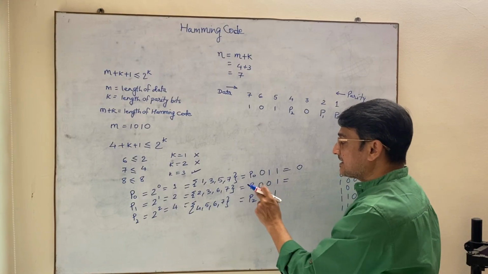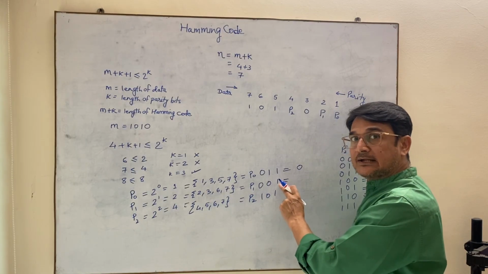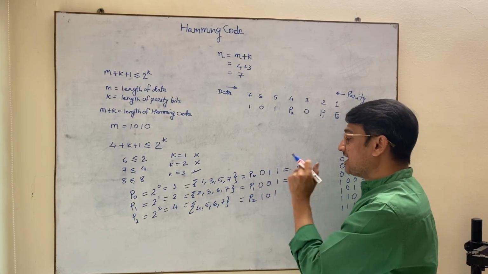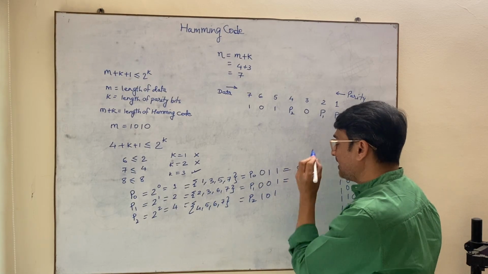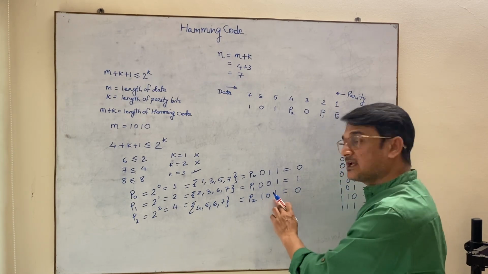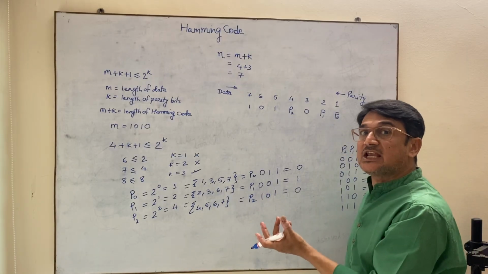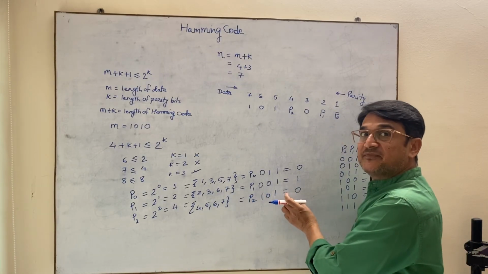Similarly in this case P1, 0, 0 and 1, how many ones are there? Only 1, that is odd. So to make it even, the P1 bit will be 1. Similarly P2 will be 0, because there are already 2 ones present, so the number of ones is already even. So the P2 bit will be 0.